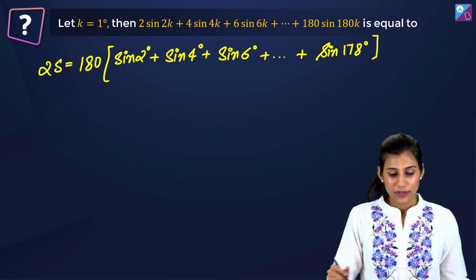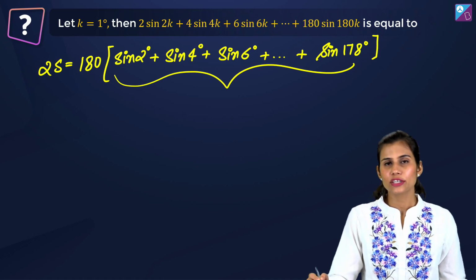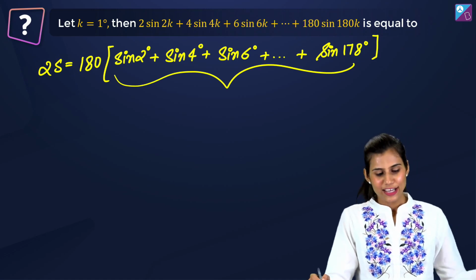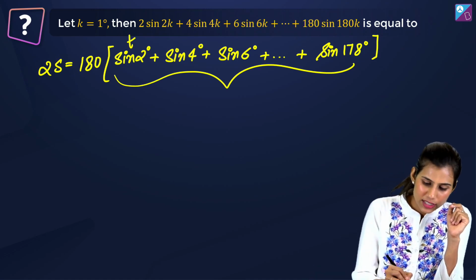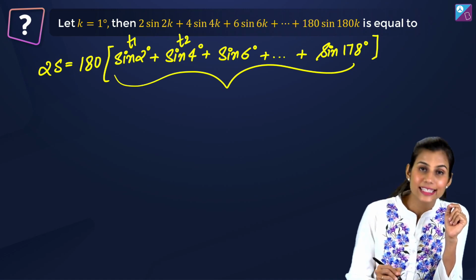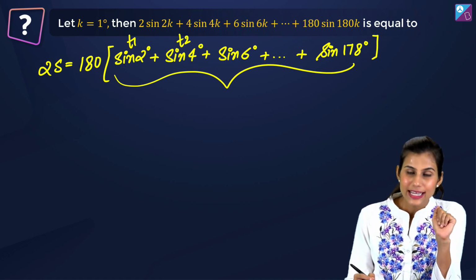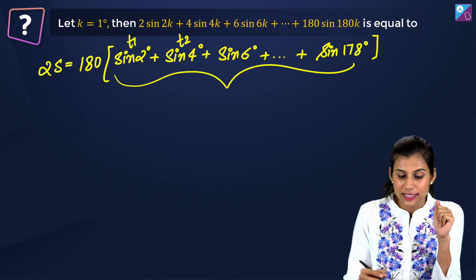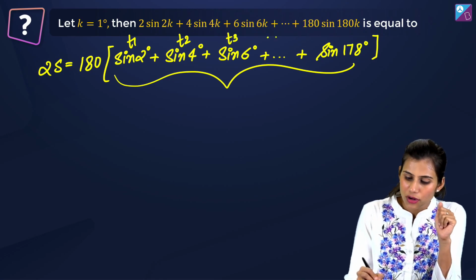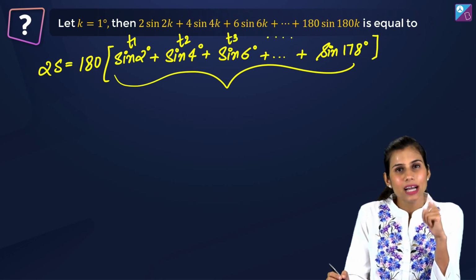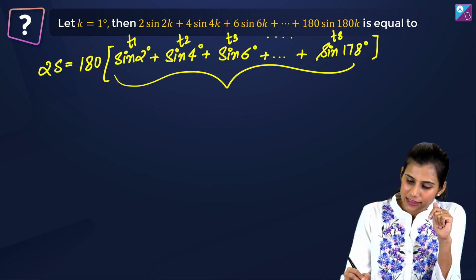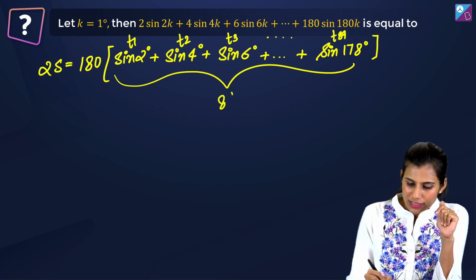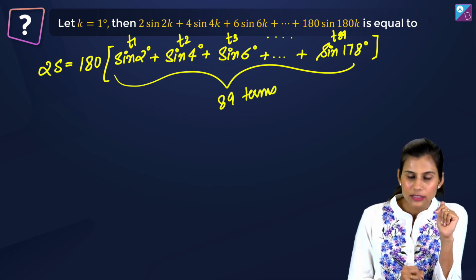Now, can you tell me how many terms are sitting here in this series? Well, sine 2 degrees is the first term, sine 4 degrees is the second term, half of 4 is 2. Sine 6 degrees is half of 6, that is the third term, and so on. Sine 178 will be half of 178, that means 89, so the 89th term. So here in total there are 89 terms.